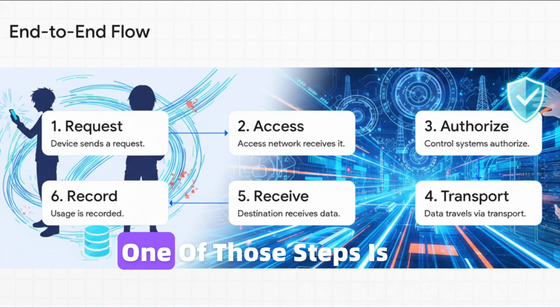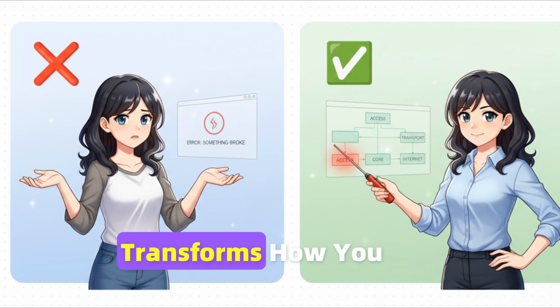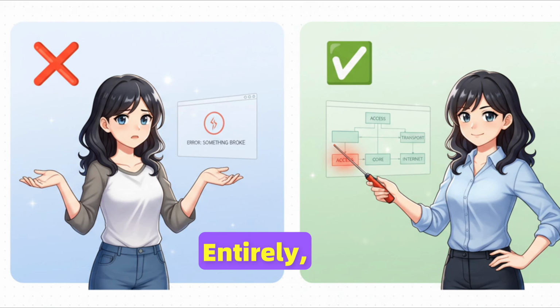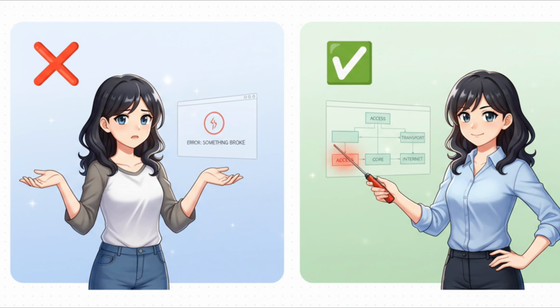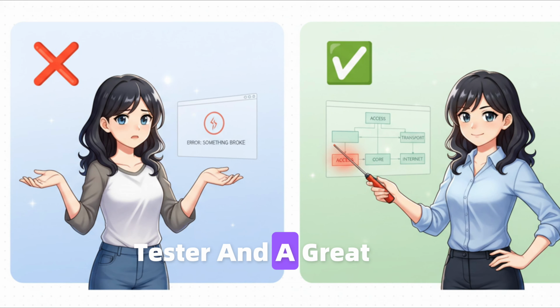And every single one of those steps is a place where things can break and a place where we need to focus our testing. And this knowledge just completely transforms how you report defects. You can move from just saying, the call failed, to saying something much more powerful, like, the call is failing to connect entirely, which suggests a possible issue in the access layer or with the control plane. Or maybe, the video quality is really choppy, which points to data plane issues like packet loss. You see the difference? That's the difference between a good tester and a great one.